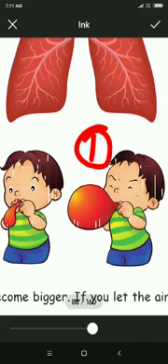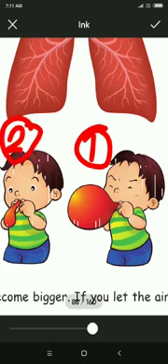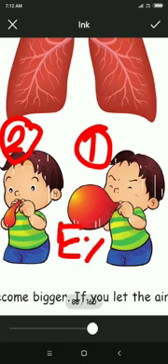Second, you release the air. What happens? The balloon becomes small. So the lungs become smaller. This is the example for the function of lungs. So once again I repeat, which gas do we breathe in? We breathe in oxygen gas from air.